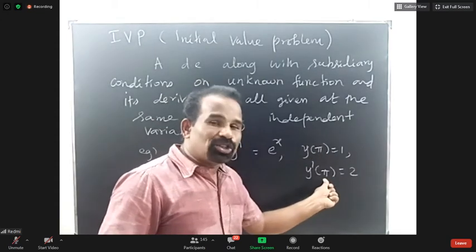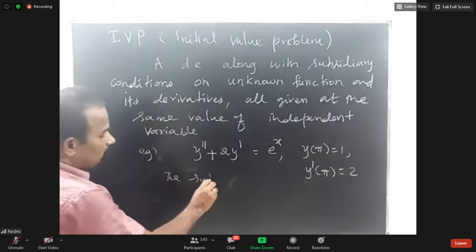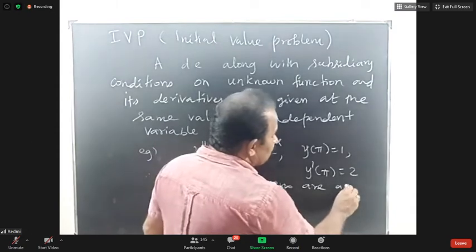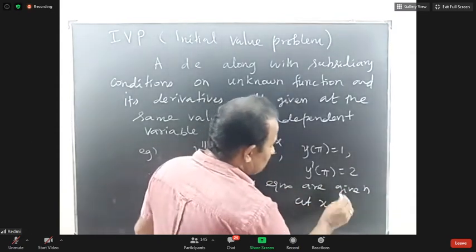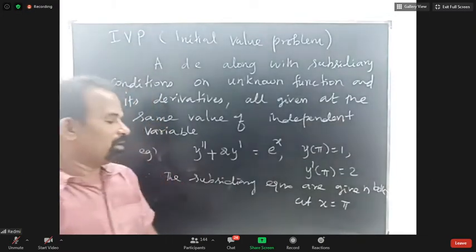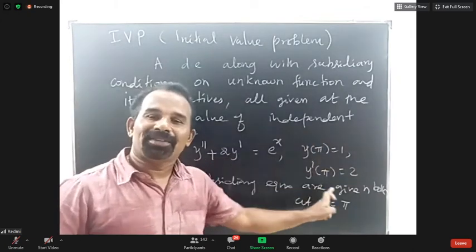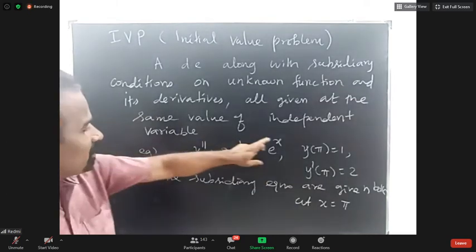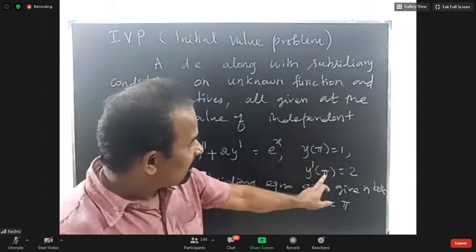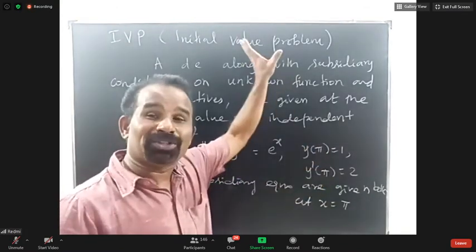Here the value is x is equal to pi. Here also x is equal to pi. So the subsidiary equations are given for both at x is equal to pi. Therefore, these conditions are also called initial conditions. The problem is also called an initial value problem. So suppose we have the same values of x, the problem is called IVP.